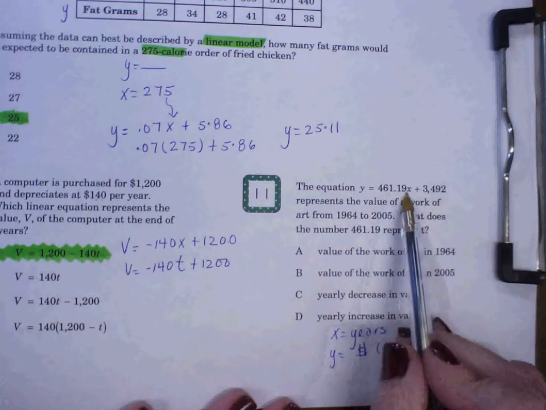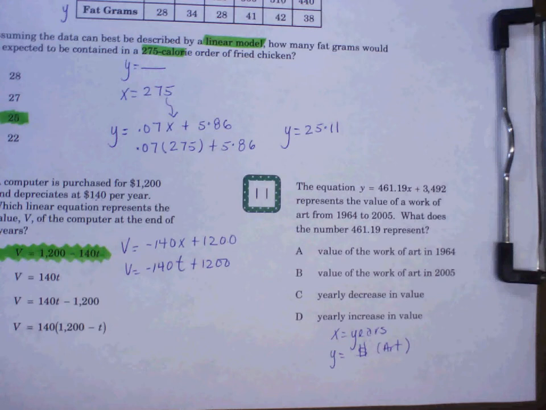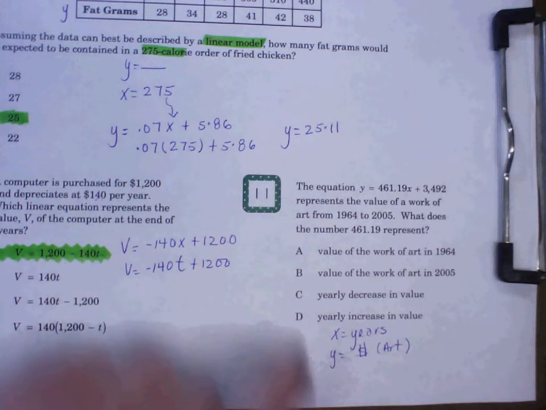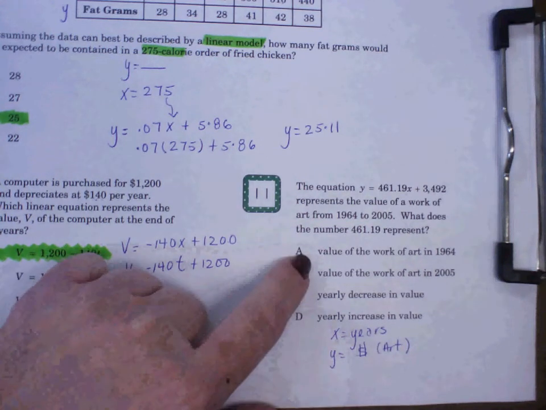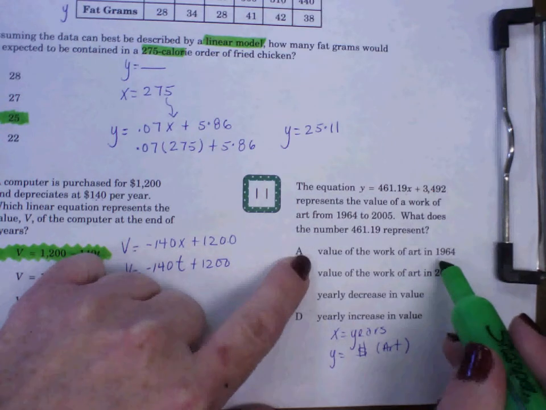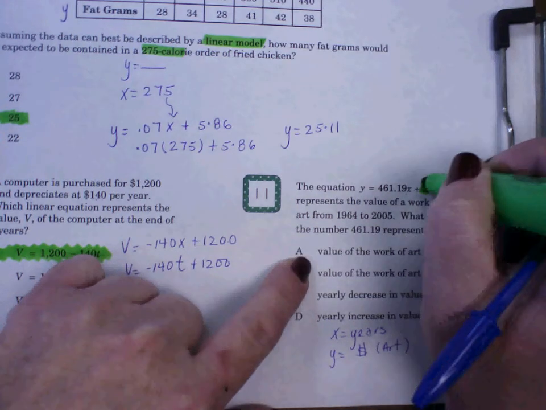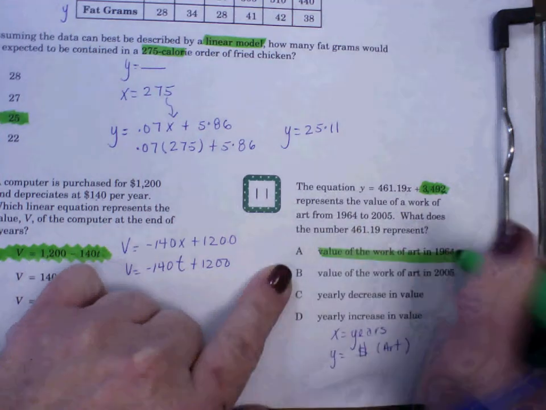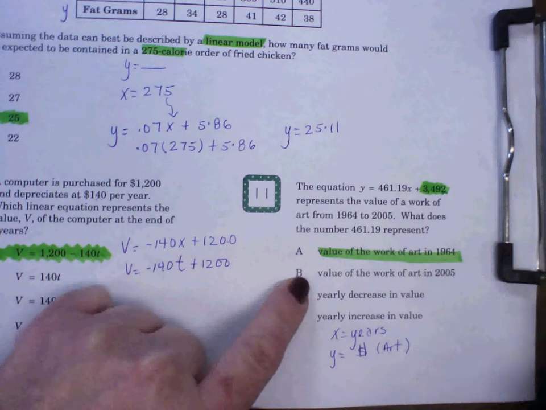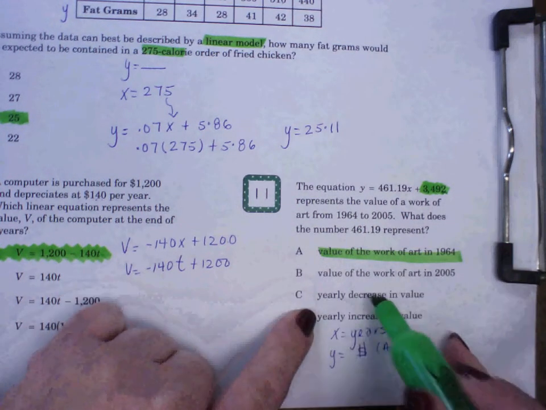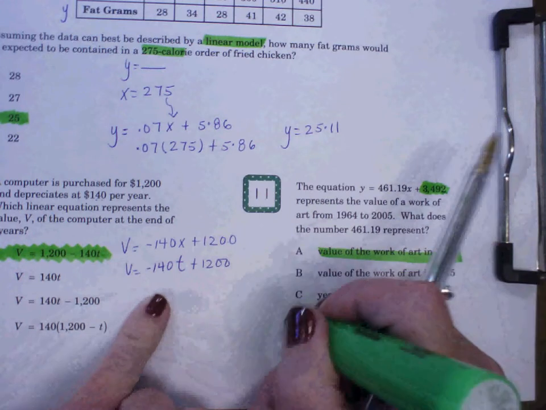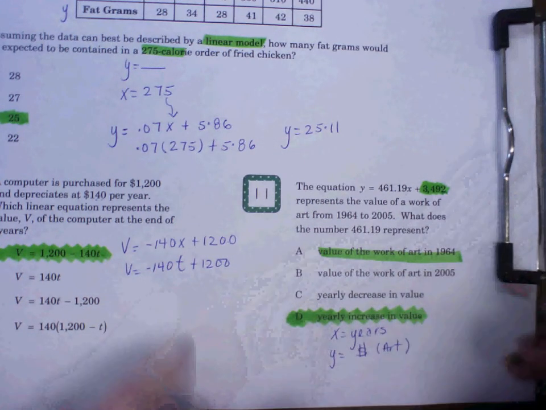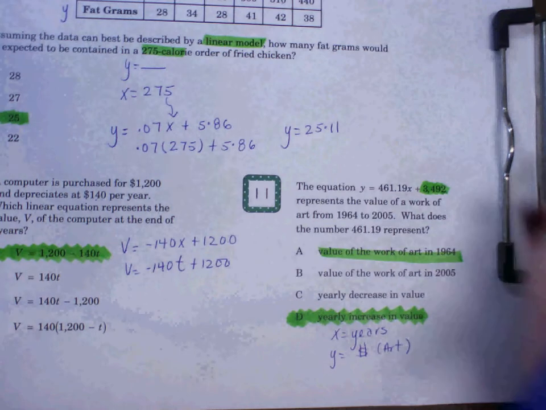So the value of the work of art in 2005, no. The yearly increase, the value of the work of art in 1964, no. That would be your y-intercept. That's your y-intercept. So that's not the answer. Yearly decrease is not a negative slope, so the correct answer was D. All right, let's go to number 12.